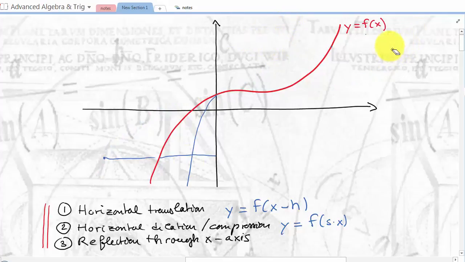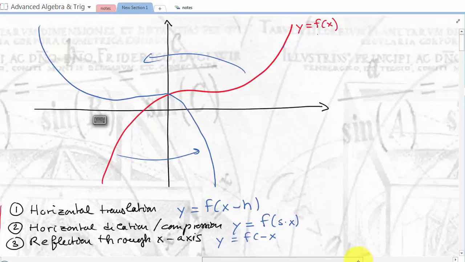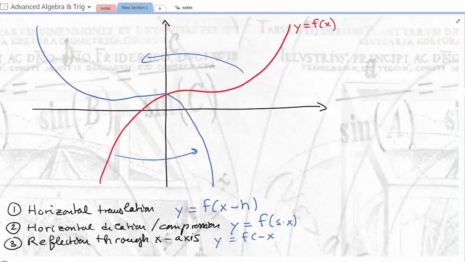And finally, the last type of transformation was a reflection through the y-axis. So this is y equals f of negative x. A reflection basically looks like this. This branch would go right here, and this branch would go like that. Something like this. Sorry, the symmetry is not very good, but you see what I mean. Okay, so now we want to combine these transformations.